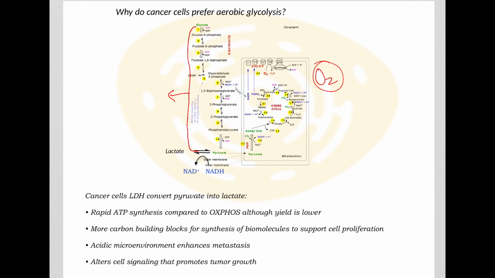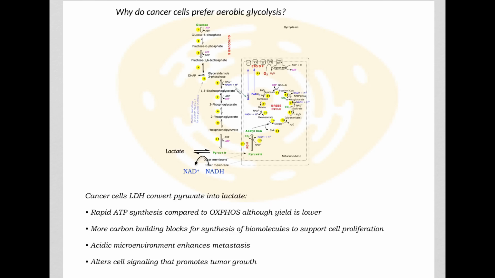And to sustain glycolysis, the pyruvate must be converted to lactic acid. By converting pyruvate to lactic acid, the cell is also regenerating NAD, converting NADH to NAD, and this NAD can be reused in step number 6 of glycolysis. So all this makes sense, and that's why cancer cells have LDH that prefers to convert pyruvate into lactic acid.